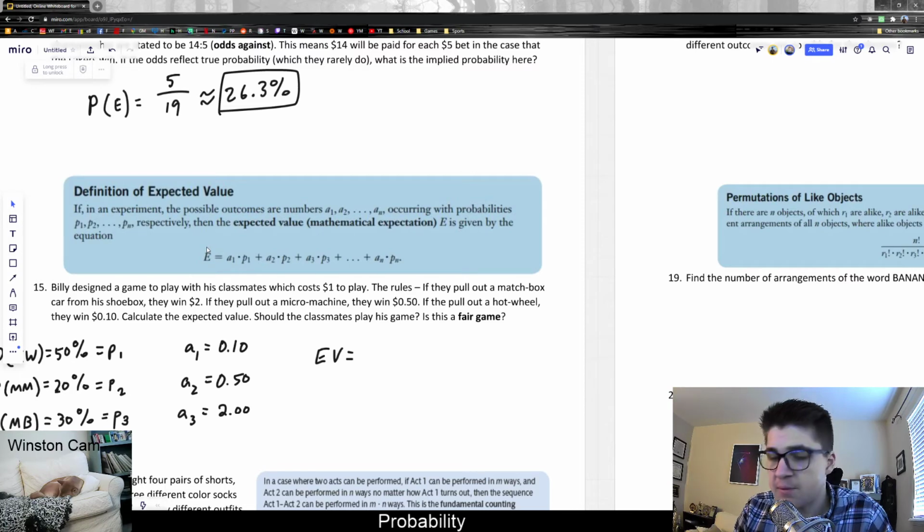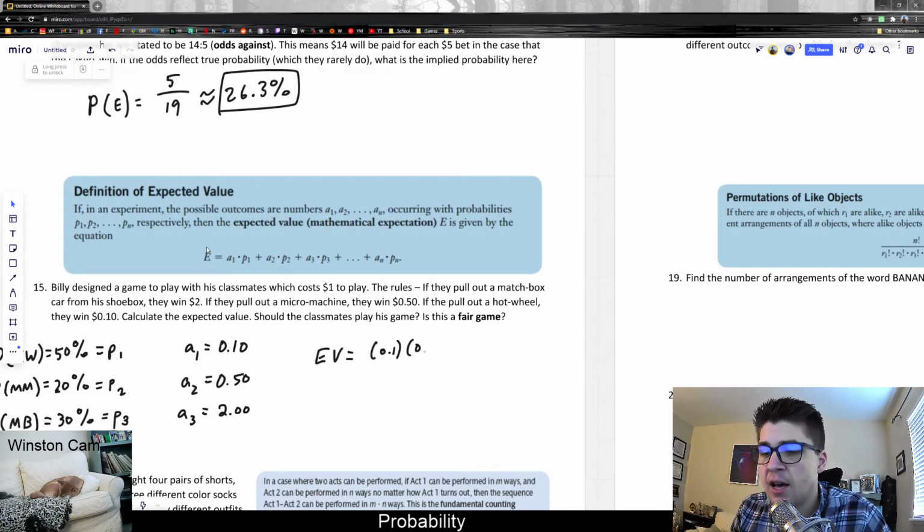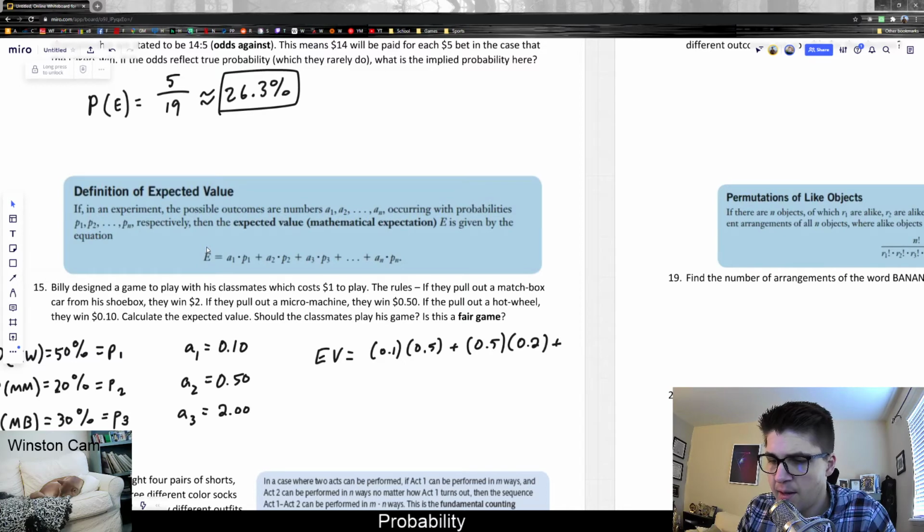But yeah, so P1 times A1 would be 0.1 times 0. I'll do it in the same order that the formula is written. I'll do A1 times P1. So essentially, and I'll talk about the common sense of expected value as we do our calculations, but first let's just fill it in. So then we have A2 times P2, which was 20%. And then we have A3, which was $2 payout for a 30% Matchbox. And we could now determine the expected value.